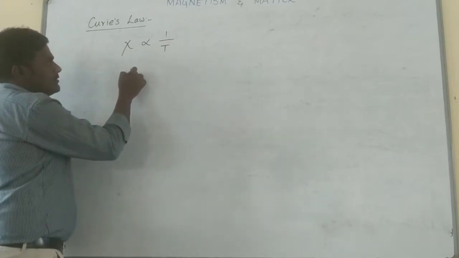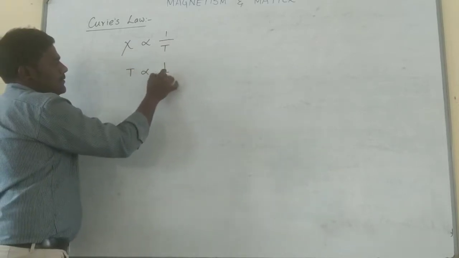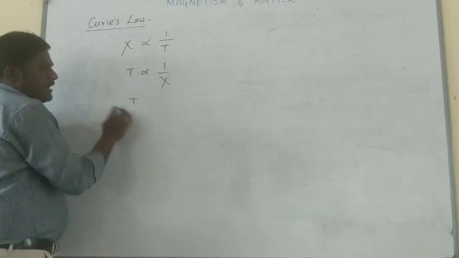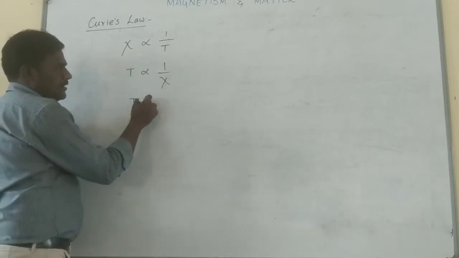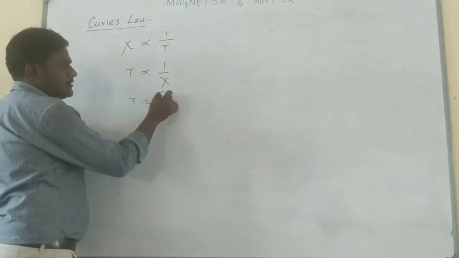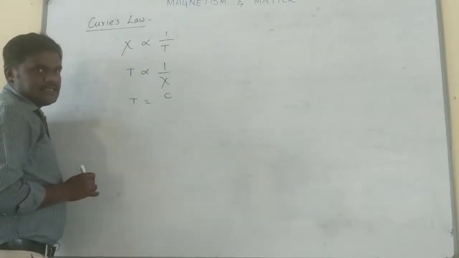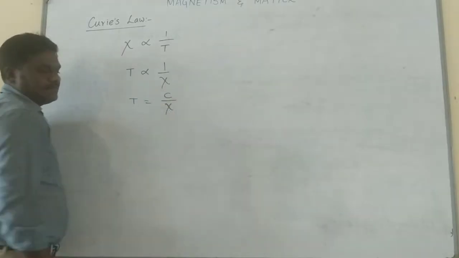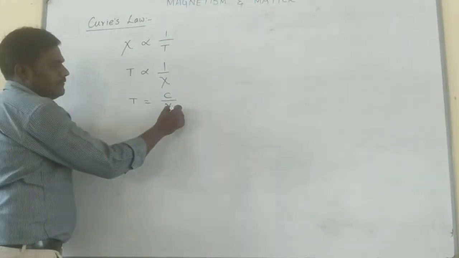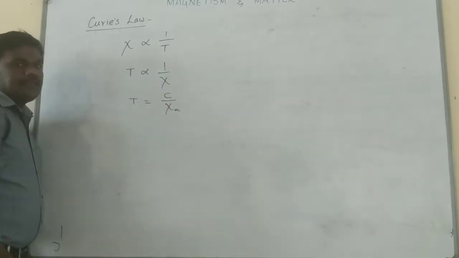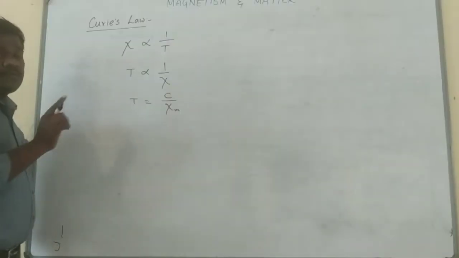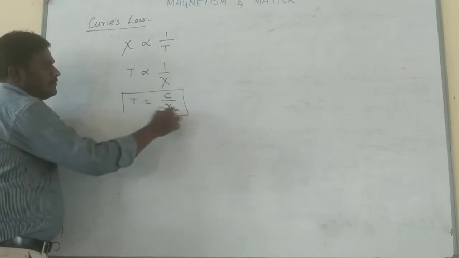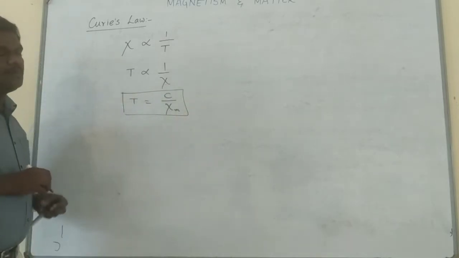You can write this in this way also: Xi is inversely proportional to T. Now if we remove the proportionality, you will get Xi equal to some constant C divided by T. C stands for Curie's constant. Here, for understanding purposes, I mention Xi, or you can write capital B also, which represents magnetic susceptibility. Now this is the mathematical form of Curie's law. So it is important for 1 mark.